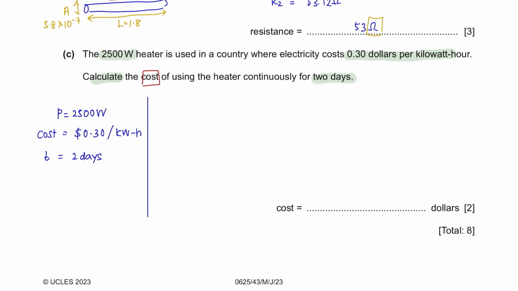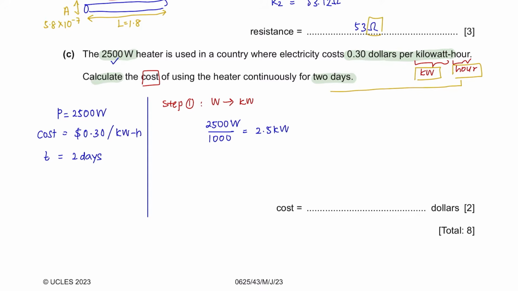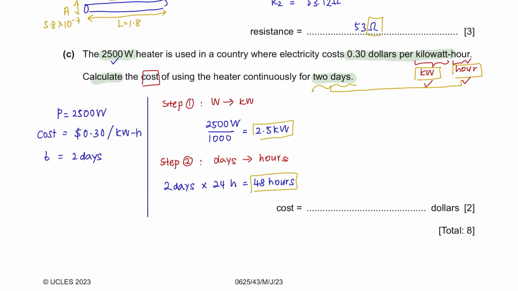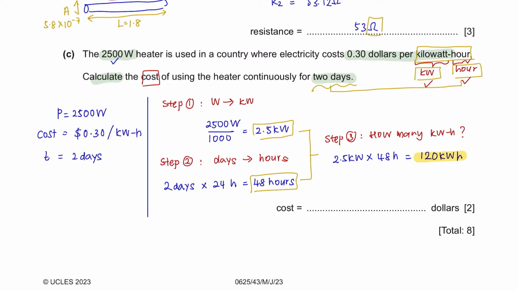Since we are looking for cost, it has already been mentioned here that it should be per kilowatt and per hour. So your step 1 should be to convert the power in watts into kilowatts. The next step is to find out how many hours is equivalent to 2 days. Okay, now that we have our kilowatts and hours, let's find out how many kilowatt hour do we have. Okay, so now we know that the power consumption continuously for 2 days is 120 kilowatts hour.